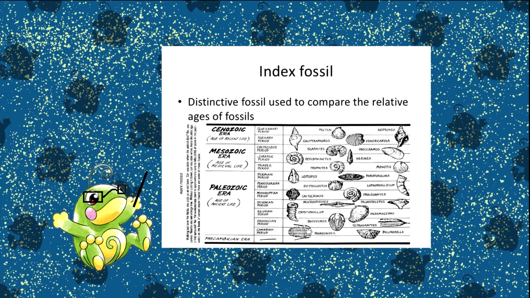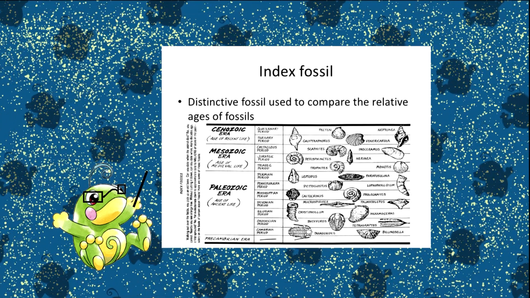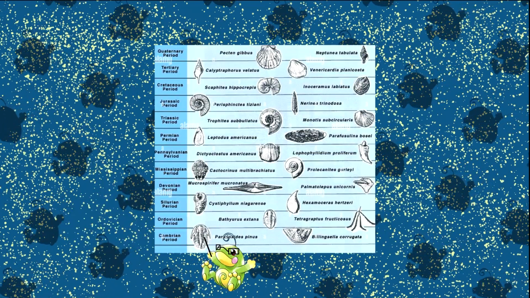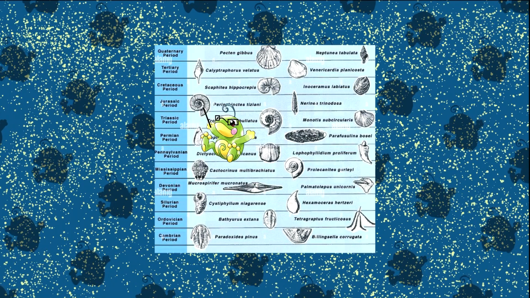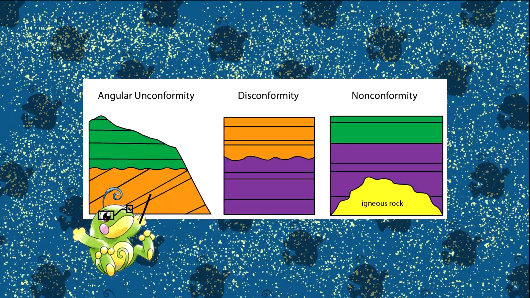These fossils are known as index fossils and are used because of how widespread they were across the planet during a very short period of time. Some of the more common index fossils are trilobites from the Cambrian period and ammonites for the Jurassic period. Getting back to unconformities, there are 3 main types.